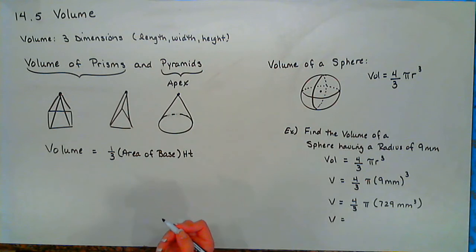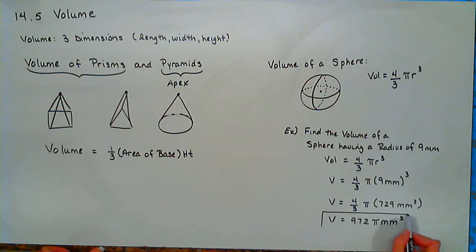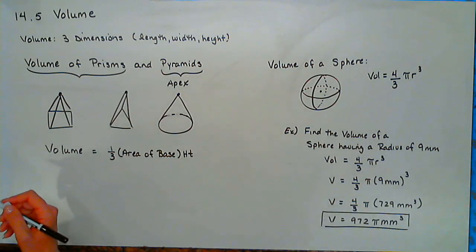A little reducing, 4 times 729 divided by 3 should give us 972 pi millimeters to the third power. And again, make sure your units of measure match. So volume's 3D, so we need to make sure it's third degree.